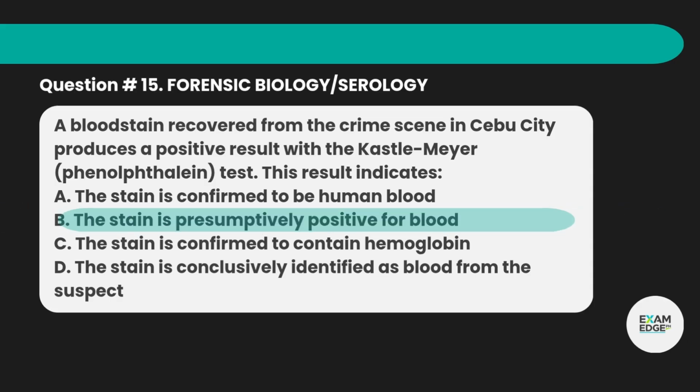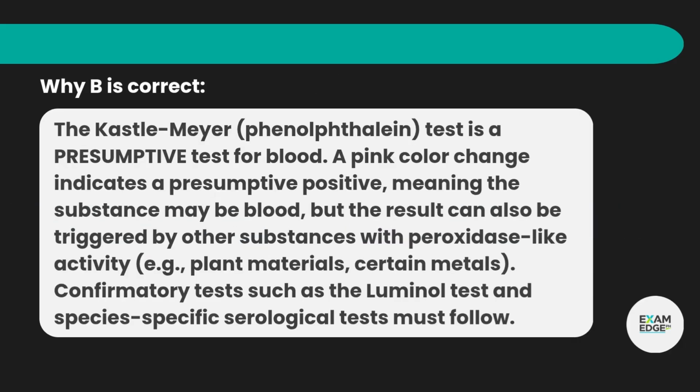Correct answer: B. The stain is presumptively positive for blood. Why B is correct? The Kastle-Meyer phenolphthalein test is a presumptive test for blood. A pink color change indicates a presumptive positive, meaning the substance may be blood, but the result can also be triggered by other substances with peroxidase-like activity, e.g., plant materials, certain metals. Confirmatory tests such as the luminol test and species-specific serological tests must follow.